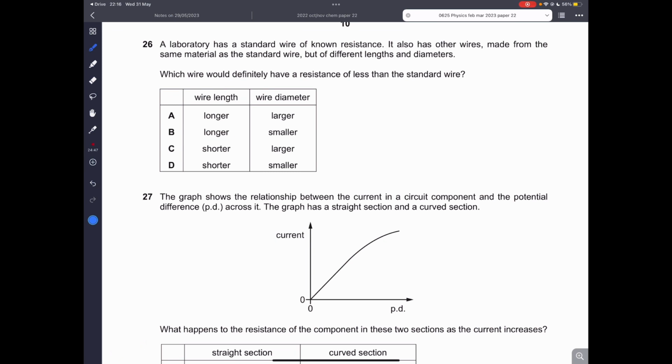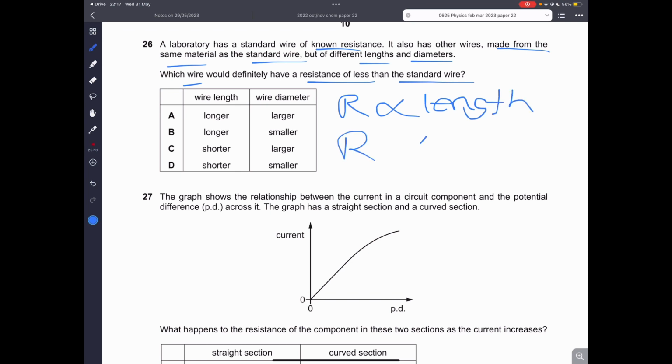26. A laboratory has a standard wire of known resistance. It has also other wires made from the same material as the standard wire, but of different lengths and diameters. Which wire would definitely have a resistance of less than the standard wire? Well, resistance is directly proportional to length, and resistance is inversely proportional to diameter.